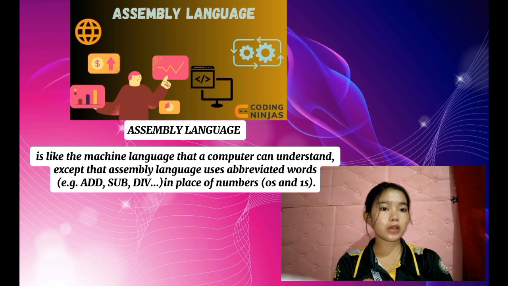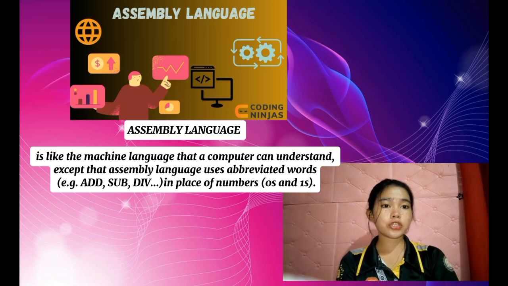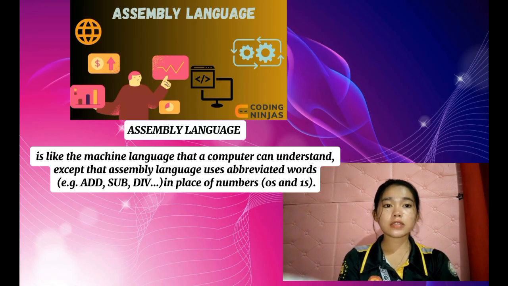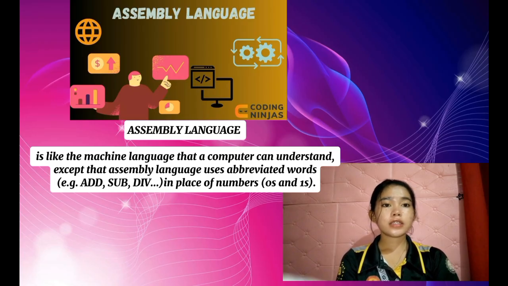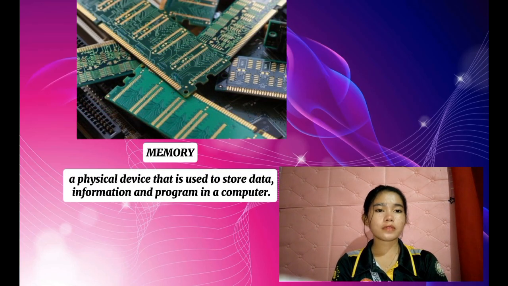Let's talk about assembly language. Assembly language is like a machine language that a computer can understand, except that assembly language uses abbreviated words like add, sub, div, etc. in place of numbers, zeros, and ones. Next up, we've got memory. Memory: a physical device that is used to store data, information, and programs in a computer, like RAM and storage devices.